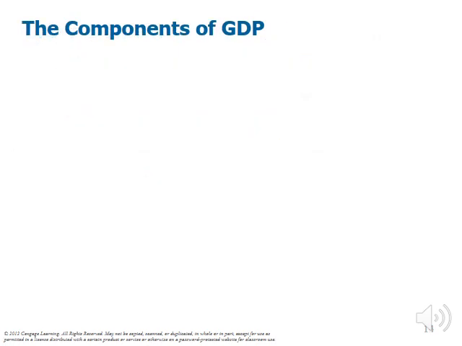GDP might be calculated as the value of output, the value of income, or the value of total spending. If we think about total spending, which we often refer to as total expenditure, it generally has 4 components. The first is consumption. It will be indicated by the letter C. We'll talk about consumption in a moment. It's what households are doing in the market for goods and services.